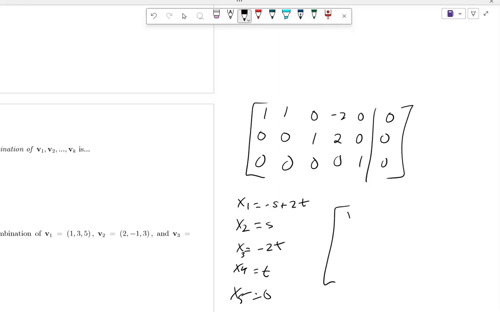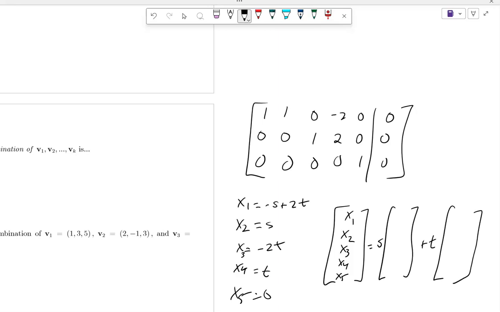And then we also talked about how we can write that in parametric form. We've got something that's multiplied by the s and something else that's multiplied by the t, right? In this case, what's multiplied by the s? Good. And the other one? Good. So notice every single solution can be written in terms of the vectors (-1, 1, 0, 0, 0) and (2, 0, -2, 1, 0), right?